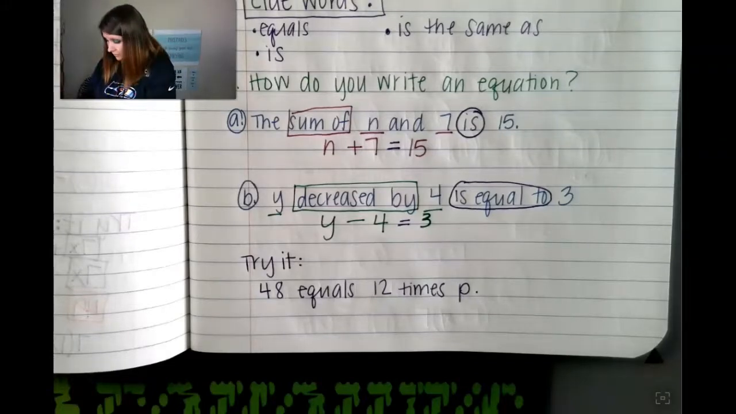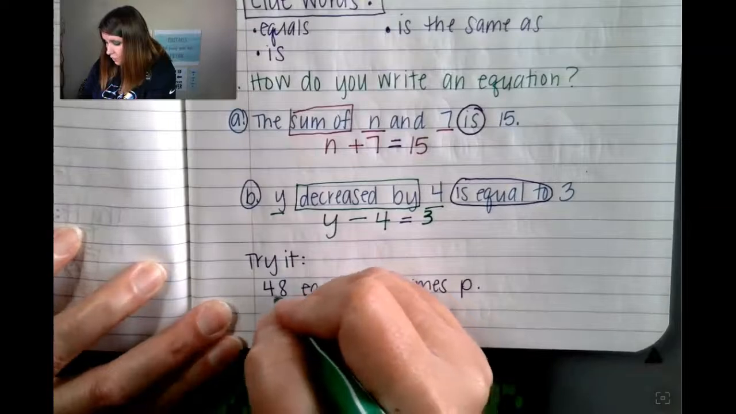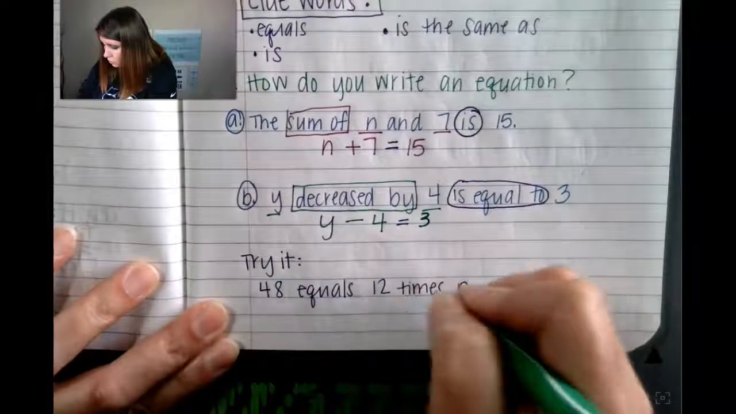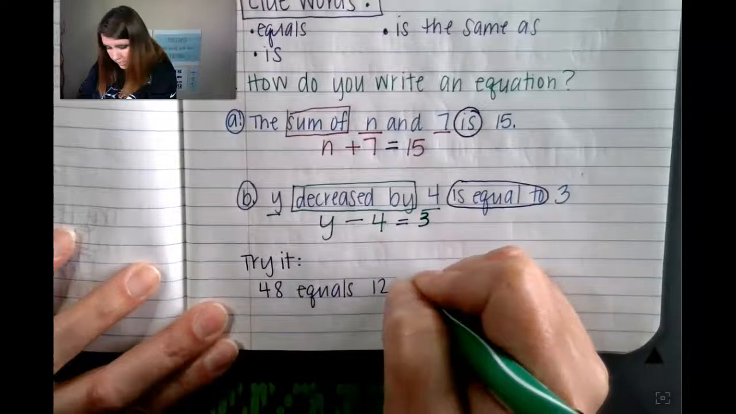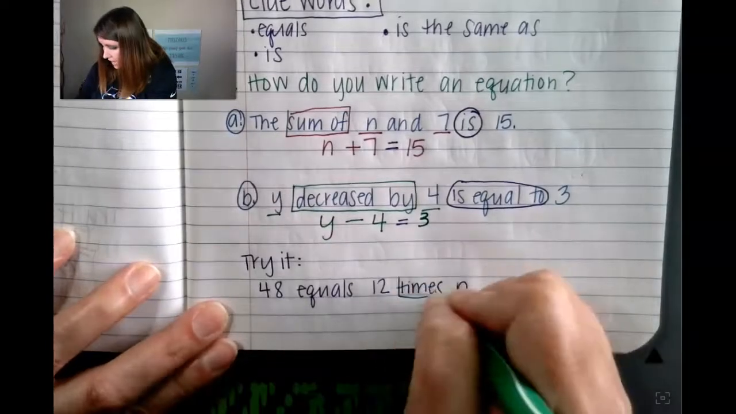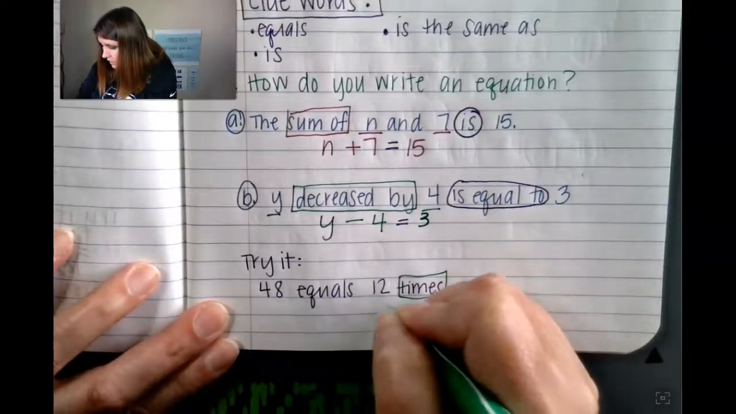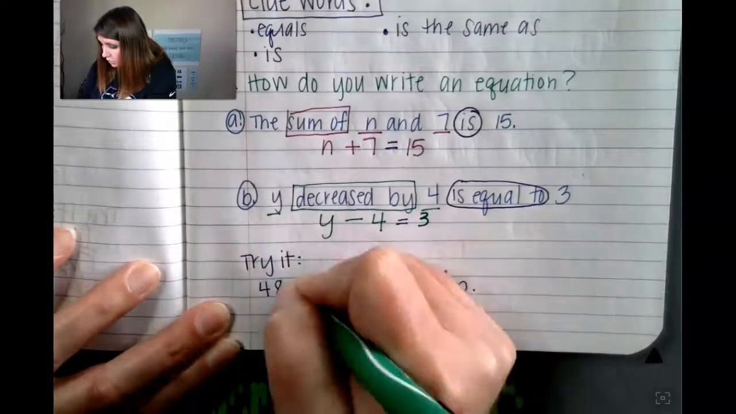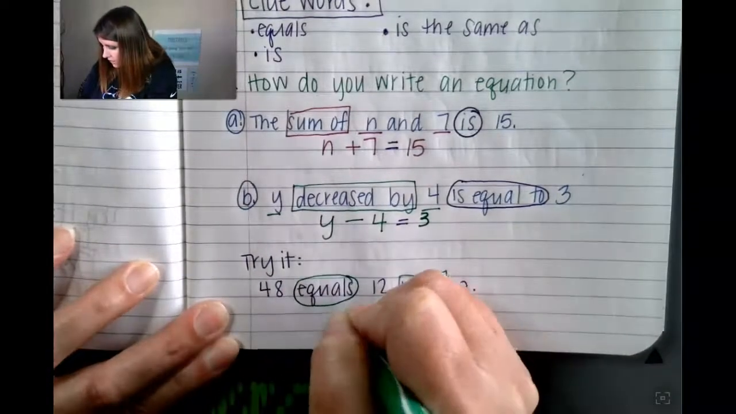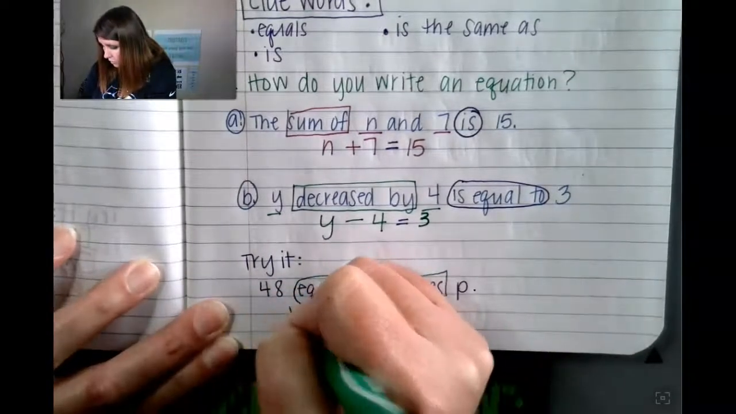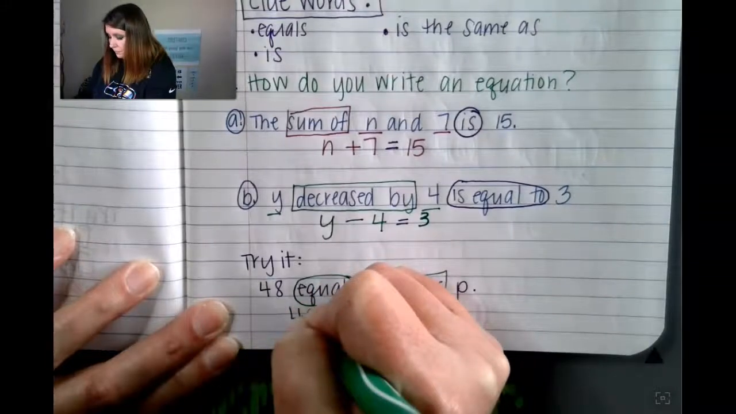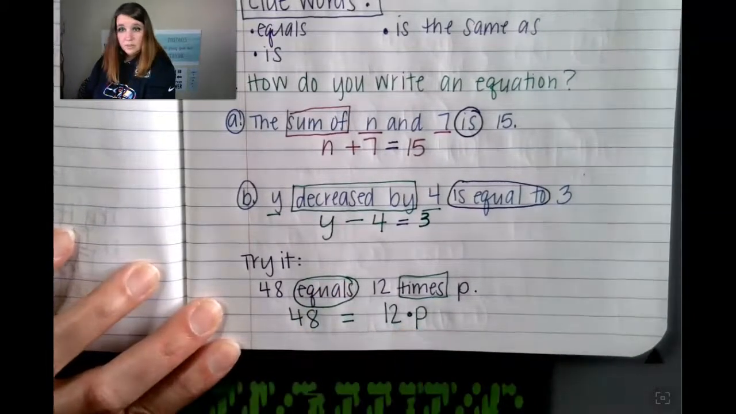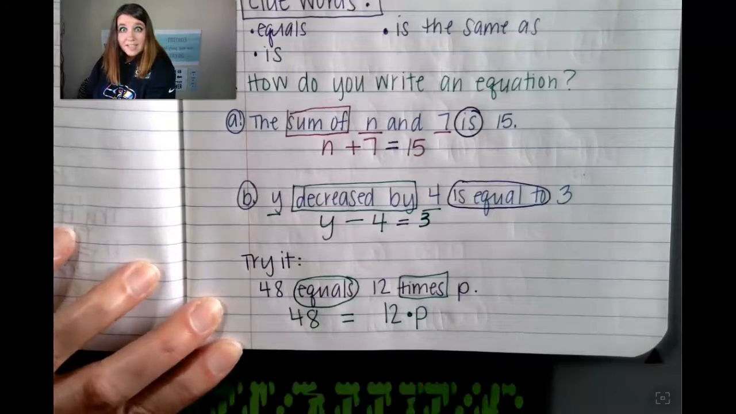Okay. All right. So 48 equals, so I'm going to do 12 times p. So my clue word here is multiply because of times. I have 12 times p. I have a clue word of equals, so I'm going to write equals, and 48. 48 equals 12 times p. That is how you write it.